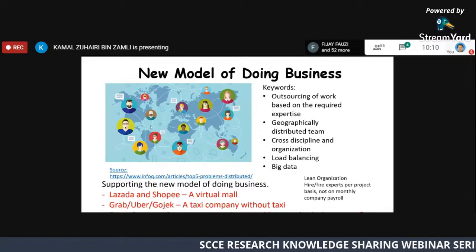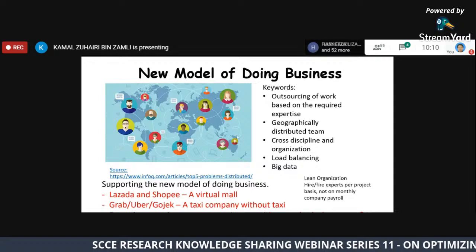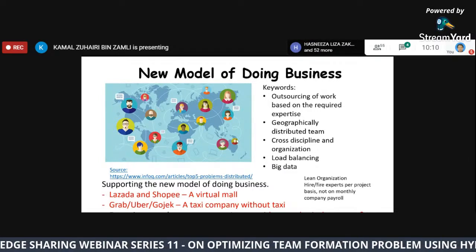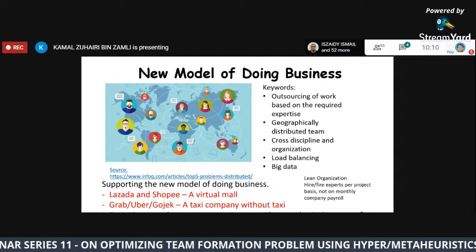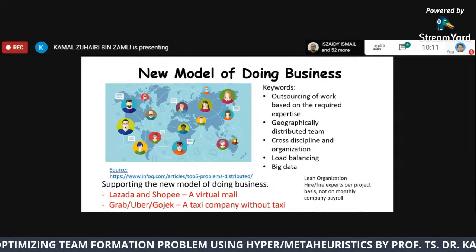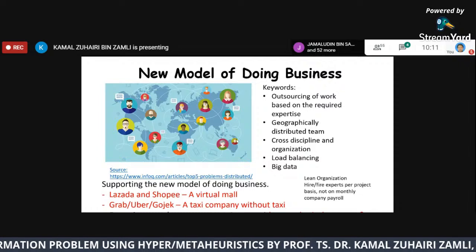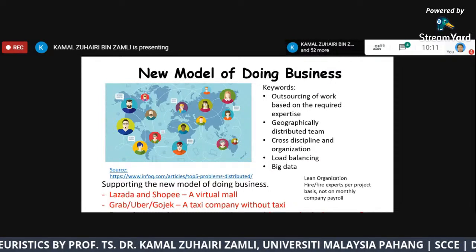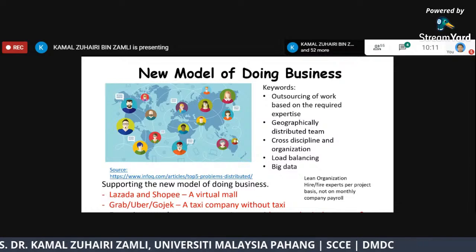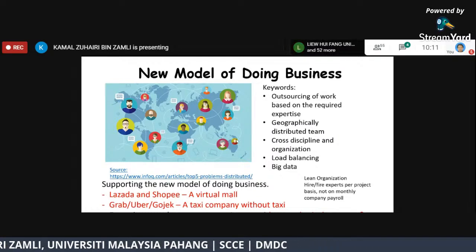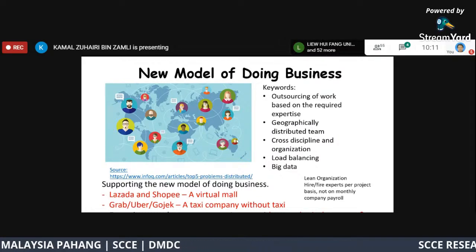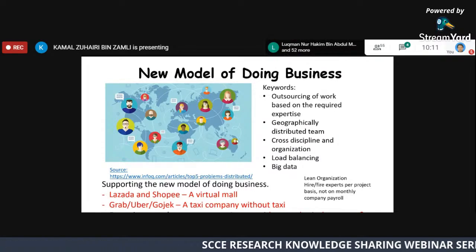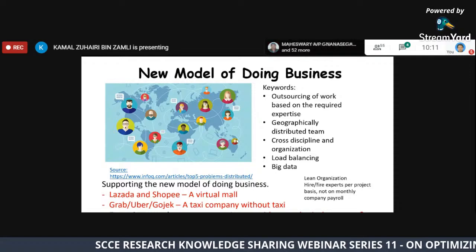So you don't have to hire the whole world. As you need, you hire them. These people may be distributed around the world, maybe cross-discipline. You want to hire and fire experts on a per-project basis, and they are not paid under the monthly company payroll. So how are we going to support this way of doing business? How are we going to build a team that is per project basis and per expertise?